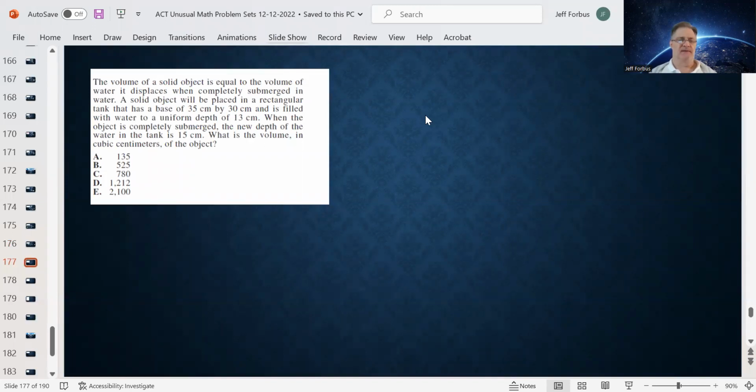So the volume of a solid object is equal to the volume of the water it displaces when completely submerged in water. So this is a displacement problem. A solid object will be placed in a rectangular tank that has a base of 35 by 30. Okay, so a rectangular tank.